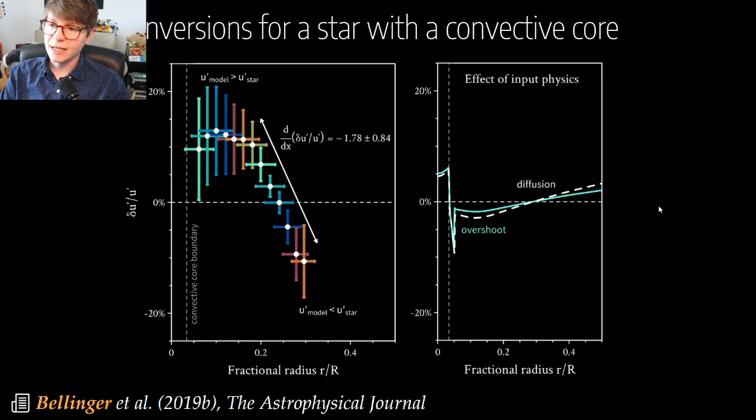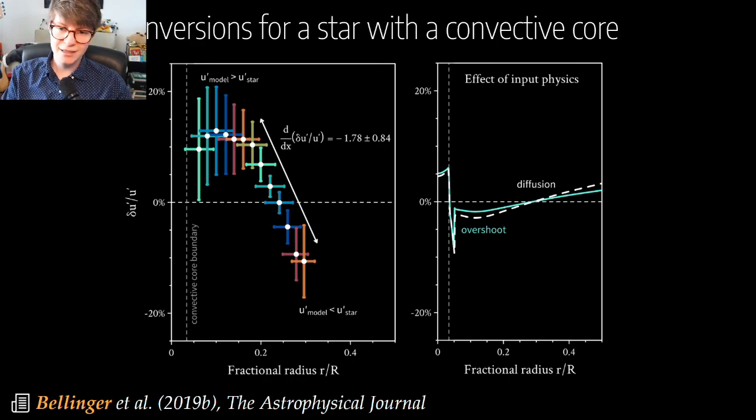We also applied this technique to a star that has a small convective core. And here we found that there's a significant gradient in the differences between the internal structure of the best fitting model from stellar evolution theory and the actual structure of the star.